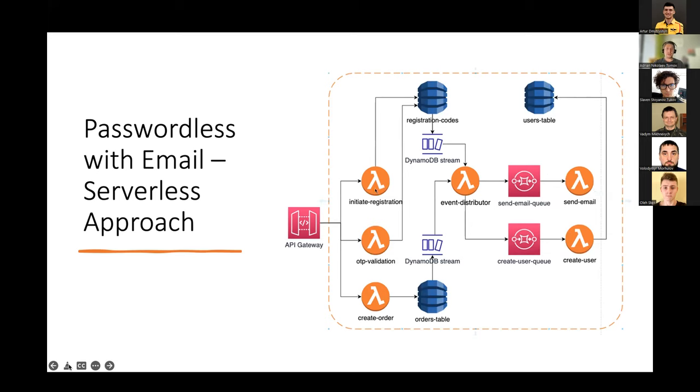So the initiate registration and the OTP validation, those are, let's say, the producers of the events, of the event state. The DynamoDB table is the state container where we maintain that state. We have the DynamoDB stream, which is the event router that is going to send those events depending on the configuration. Then we have another router with the distributor. And then along the line, we have the event SQS as an event channel, a transmission channel, and the send email and create user lambdas. Those are the event consumers.